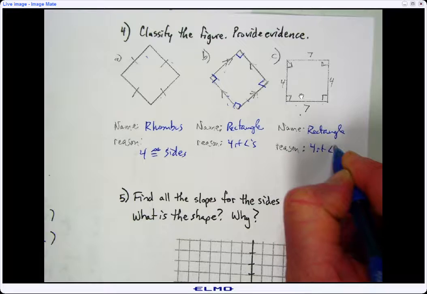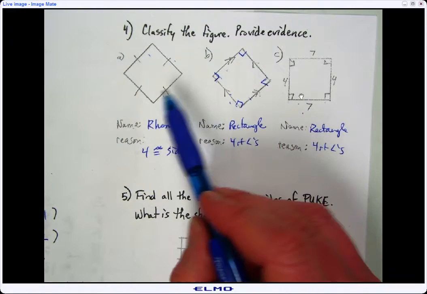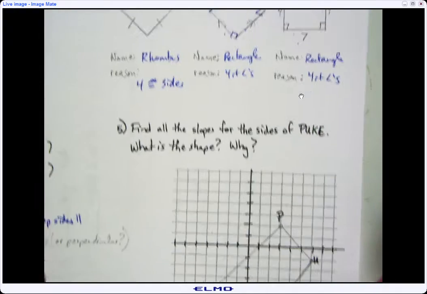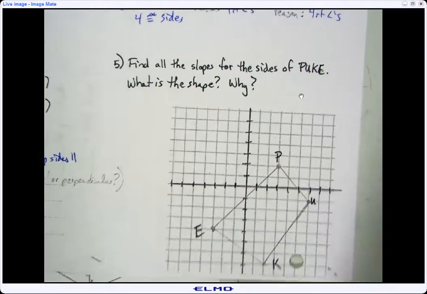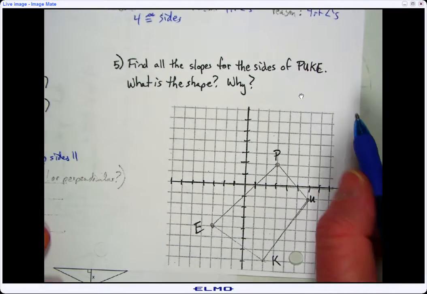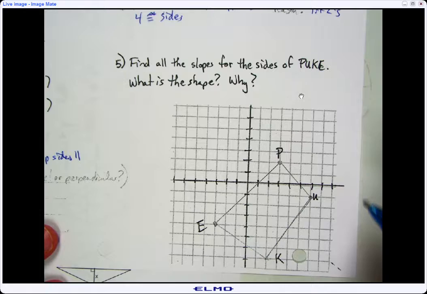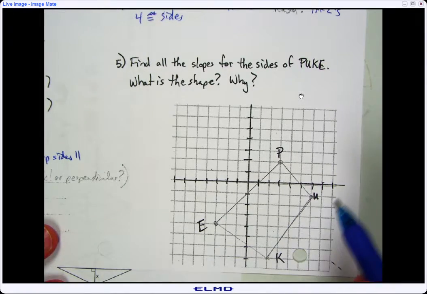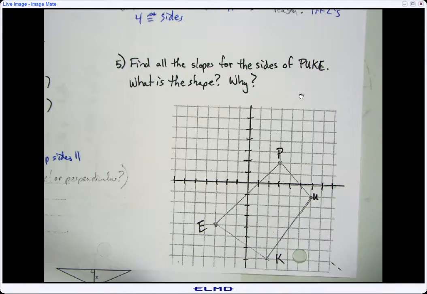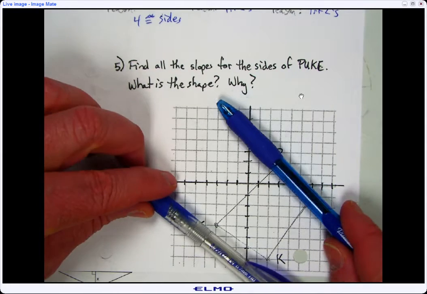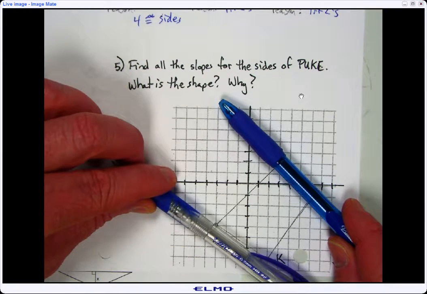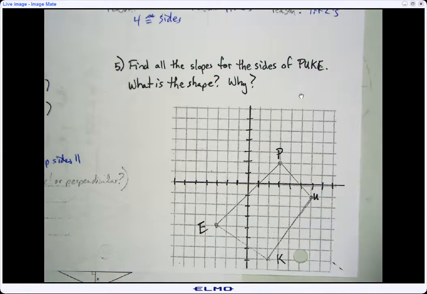When I was helping people, lots of people missed this one, adding stuff to it. Okay, it says find all the slopes for the sides of PUKE, what is the shape? So I look at this. It doesn't look like it's anything special. Maybe a trapezoid. Maybe those are parallel if it was a little crooked. So just find the slope and verify it.